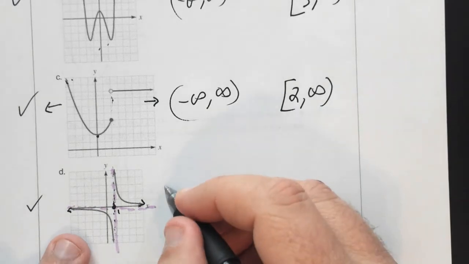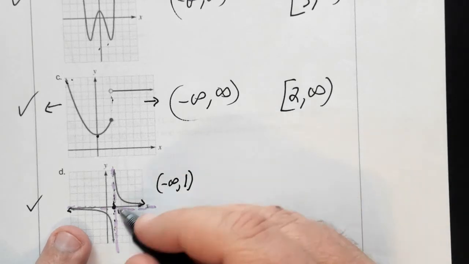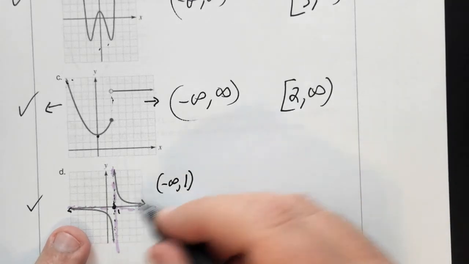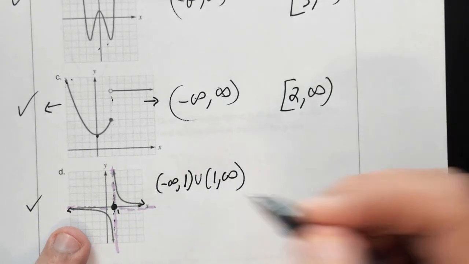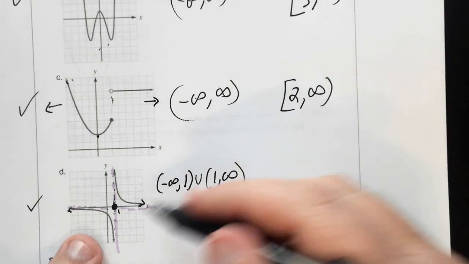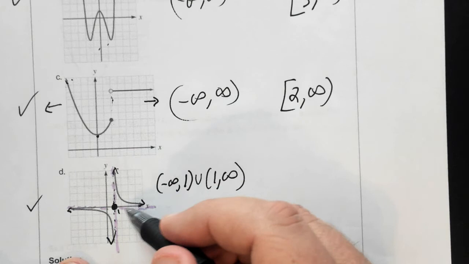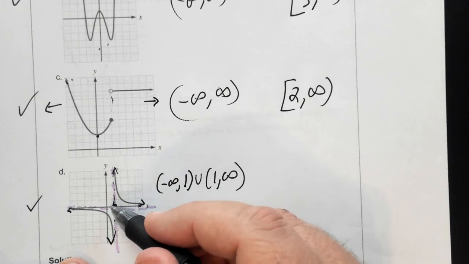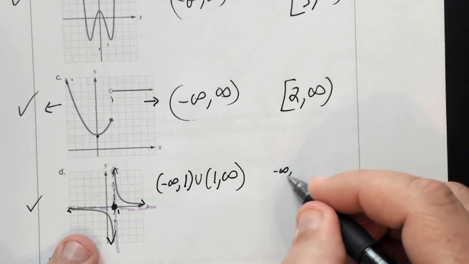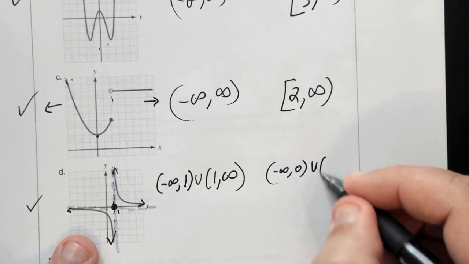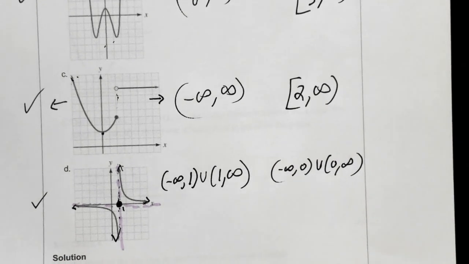So, my domain is negative infinity all the way to 1. 1 is not part because it's open. It's technically going to be an open union 1 to infinity. Now the range, up and down, it goes forever down, goes forever up. But there's one place right here on the x-axis that there is no y value for. So, it's going to be negative infinity all the way up to 0, union 0 to infinity. And there we have our domain and our range on those problems.